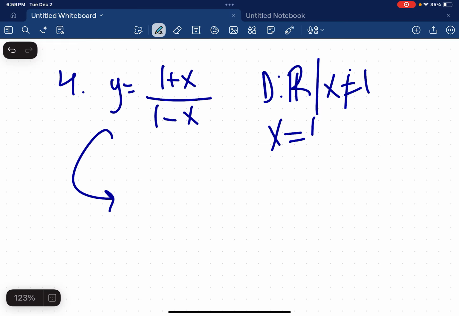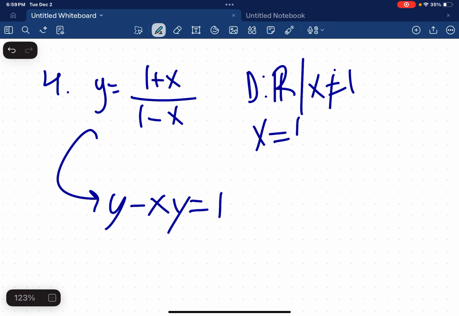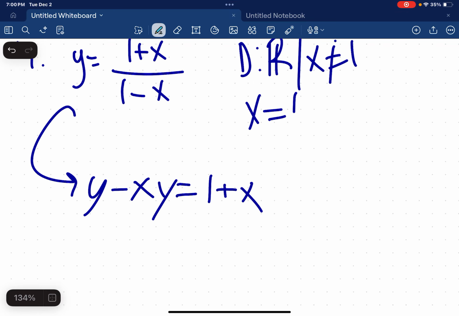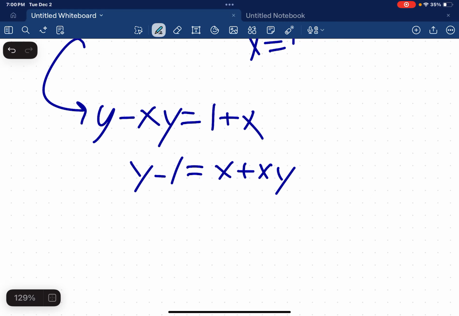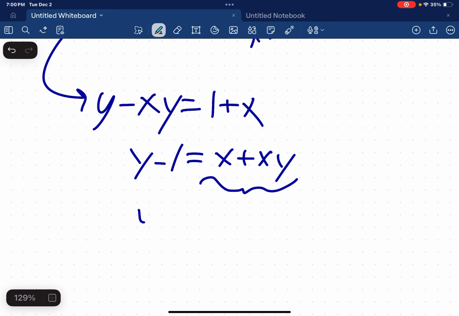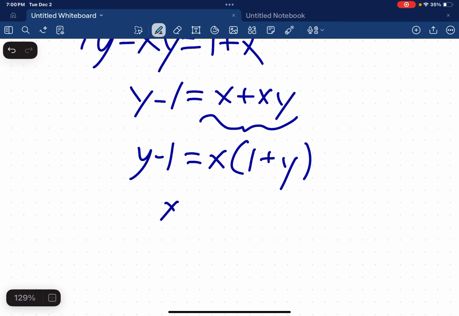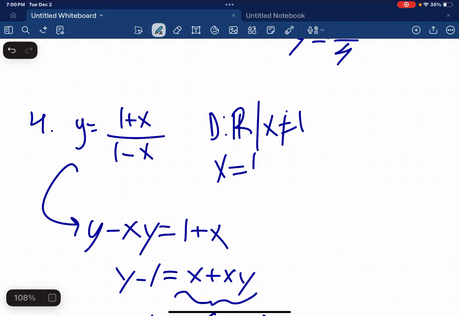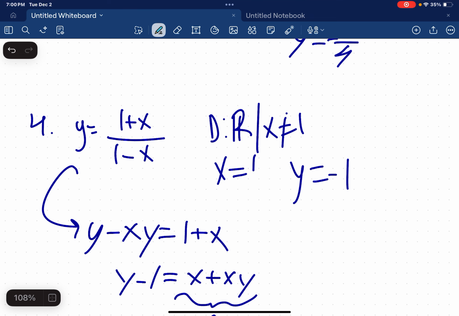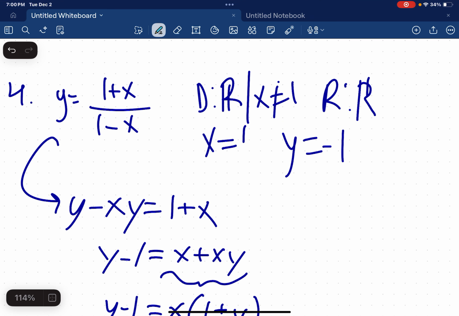And now doing what we did last time, let's multiply both sides by 1 minus x to get y minus xy is equal to 1 plus x. Getting the x terms on one side, we're going to get y minus 1 is equal to x plus xy. So then in that case, we have x factors out, plus y. And then we'll get the equation x is equal to y minus 1 over y plus 1, which means that y cannot equal negative 1. So our horizontal asymptote is going to be y equals negative 1. And our range is going to be equal to all real numbers such that y does not equal negative 1.